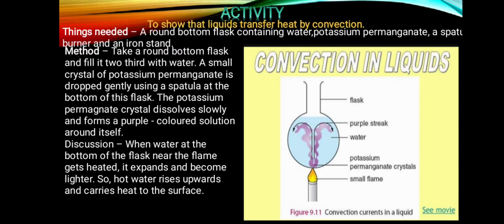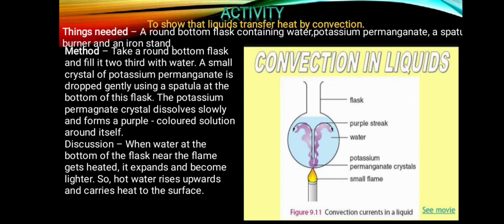We have to provide heat to the water by using a burner and observe the movement of the purple colored solution. We will observe that the purple colored solution rises from the bottom of the flask up to the surface of the water and then moves downward near the wall of the beaker or flask. How does this happen?